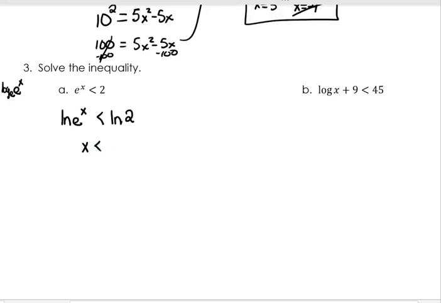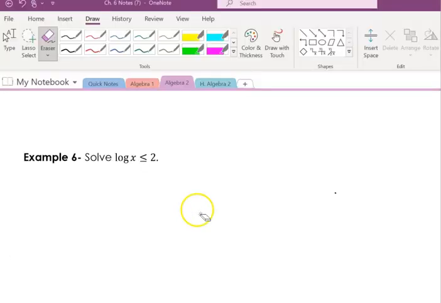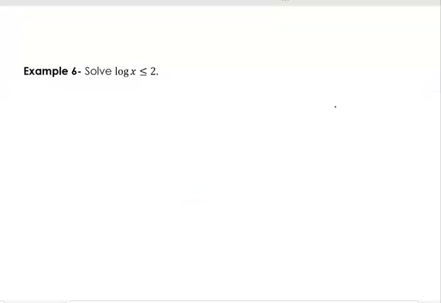And then natural log of 2, I can totally just do in my calculator. I don't know it any other way. And it's 0.693. Okay. So here we're going to look at example 6.